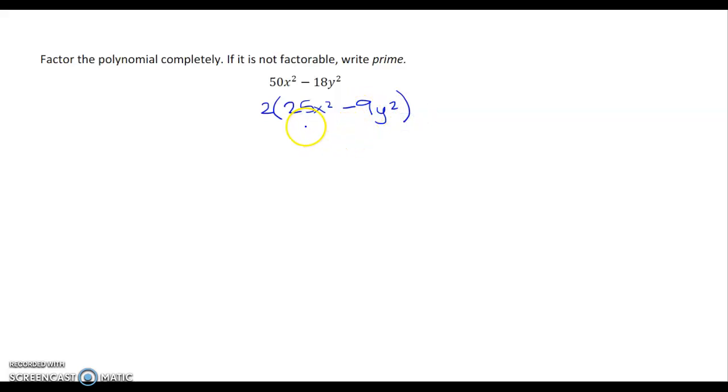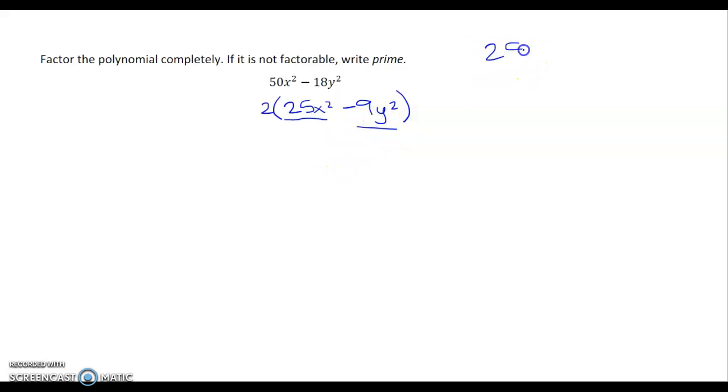Okay, now we want to definitely look inside here and see, can this go further? Well, it doesn't have 3 terms, but it does have 2 terms, and it is the difference. So I definitely am going to be looking, is this a difference of squares? To recognize a difference of squares, first it has to be subtract, and the first term has to be a perfect square, and the second term has to be a perfect square.